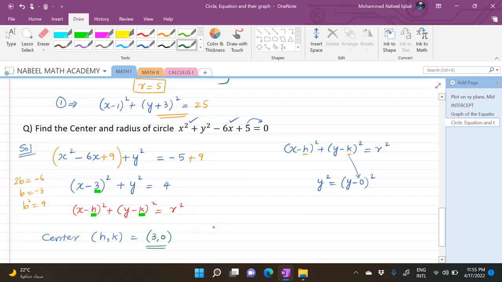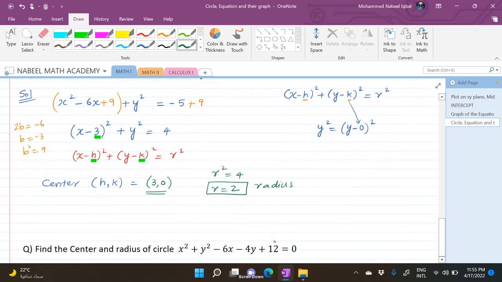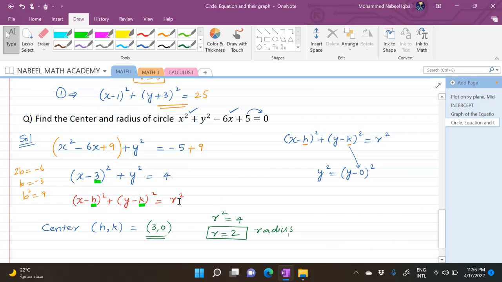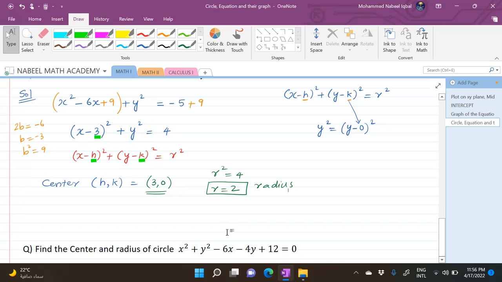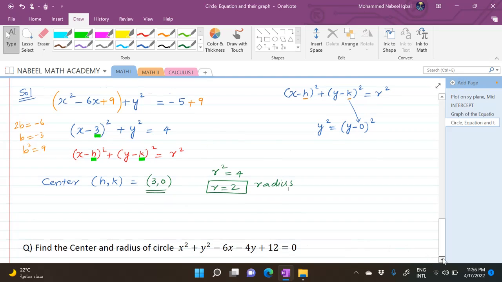And what about the radius? r square is equal to 4, then r is equal to 2. So r equal to 2 is the radius of the circle. Now we will take one more example in a similar way. What is the difference between this problem and the previous one? Here you have to make only the x term a perfect square, but here you have to make both x as well as y. That is the only difference. So let us go with this.